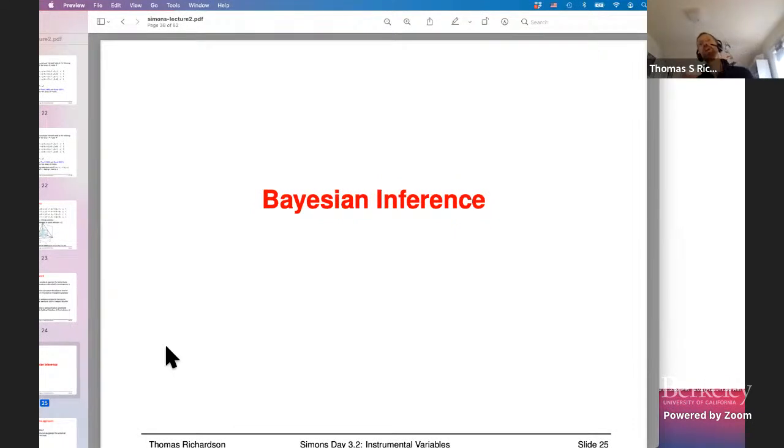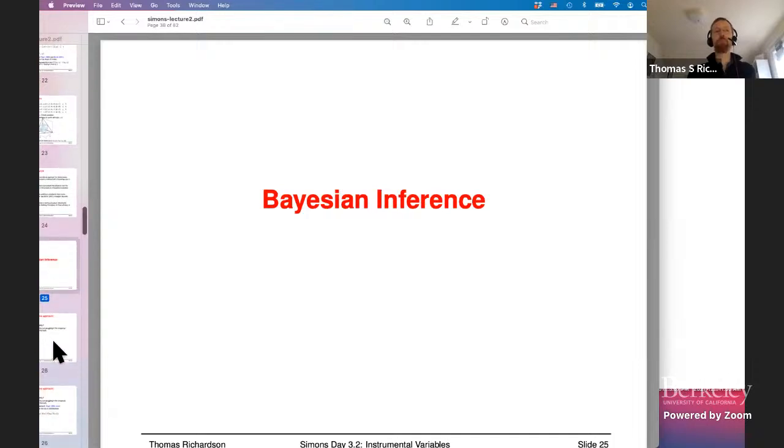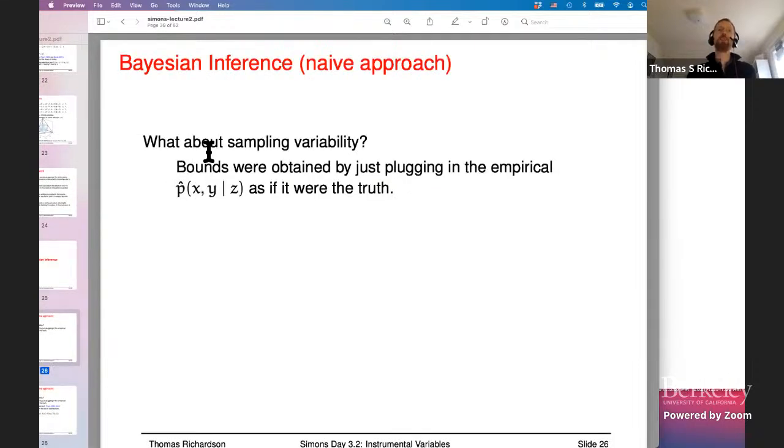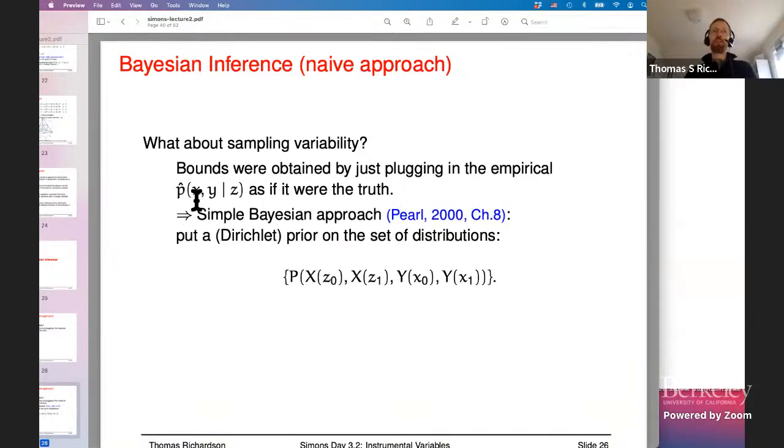I'm going to tell you about two approaches to Bayesian inference, one that's naive and one that's not naive. And then I will give you basically probably about 10 seconds to say that there are other frequentist approaches. So up to this point, we just ignored sampling variability. If we had had time, we could have generated these polytopes using the empirical frequencies and intersected them. In fact, that's what I did. But of course, we don't get to see this distribution exactly.